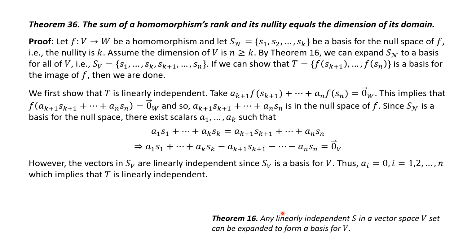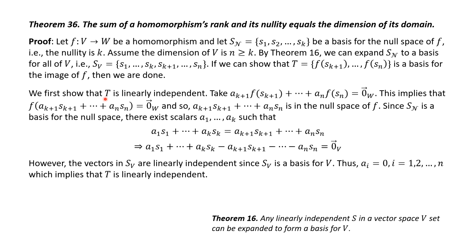And then by theorem 16, which I've recopied down here for us: any linearly independent set S in a vector space V can be expanded to form a basis for V. So by this theorem, we can expand the basis for the null space to be a basis for all of V. And since we assumed V had dimension n, we just write it out like we have here. If we can show that T equals f of s sub k plus 1 all the way up to f of s sub n is a basis for the image, then we're done.